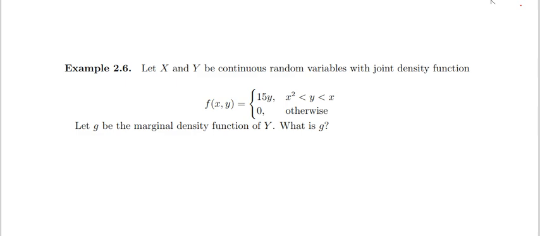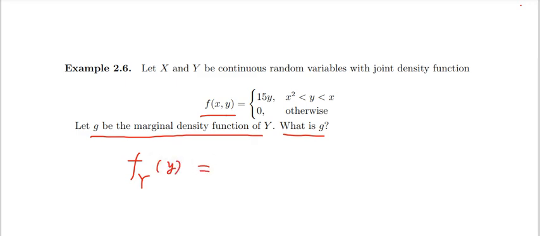For this one, we have the joint density function f(x,y), and g is the marginal density function of y. So what is g? Here, the marginal density function of y, we just add up the probability over those x. For fixed y, we add over all those x. So this is the marginal density function of y.